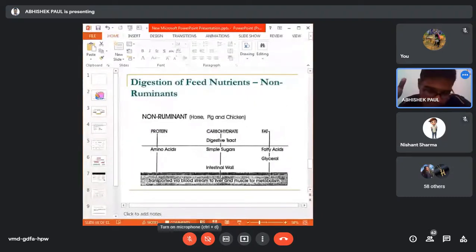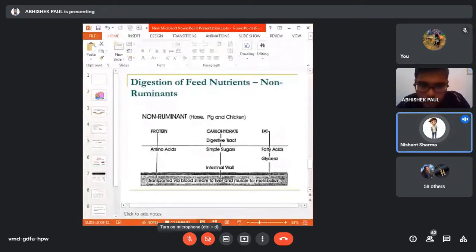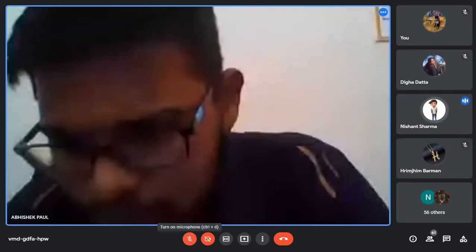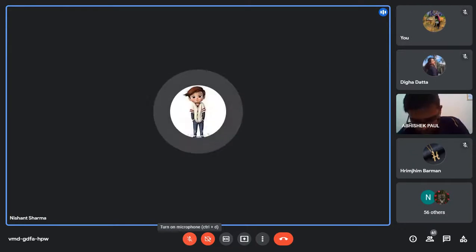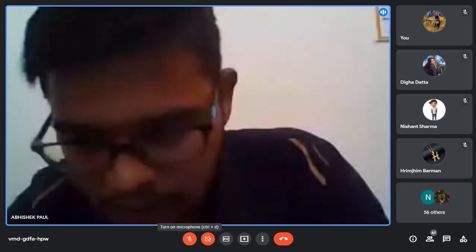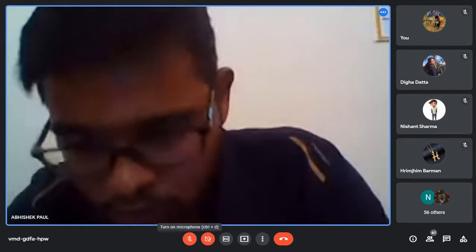Nishan Sharma. Yes, sir. How much amount of colostrum needs to be fed to the calf? Sir, it is about 1/10 of the body weight of the calf. Okay, very good. 1/10 of the body weight of the calf.